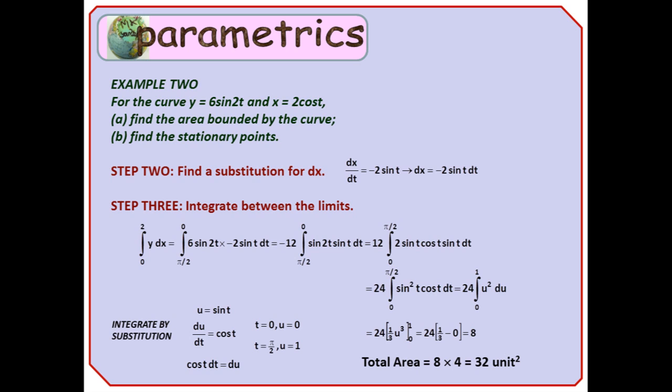Multiplying our two sine t terms, we'll need to use integration by substitution. Sine t is raised to the power, so u equals sine t, whence cos t dt equals du. When t is 0, so is u, and when t is pi over 2, u is 1. This leaves us with the trivial integral of u squared between 0 and 1. Finishing it off and timesing by 24, we get a final answer of 8 for the bit of the diagram we've been looking at. Multiplied by 4, and we're done for the area.